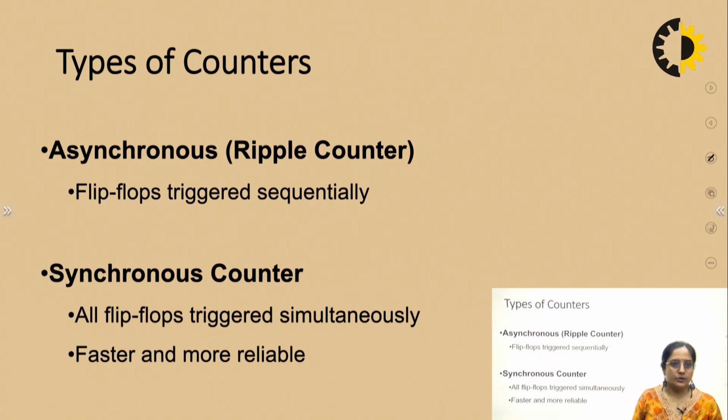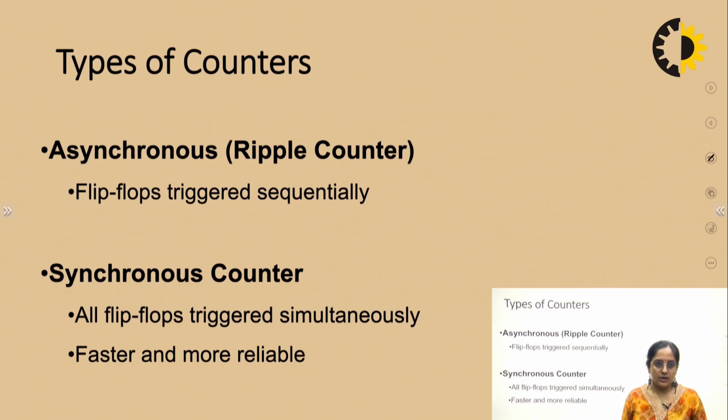Before going to the design part, we have to discuss the counters. There are generally two types of counters. One is known as the asynchronous counter, or ripple counter, where flip-flops are triggered sequentially, meaning one flip-flop will initiate the triggering of another flip-flop, and we don't have any synchronized clock between them. They all work in a sequential manner.